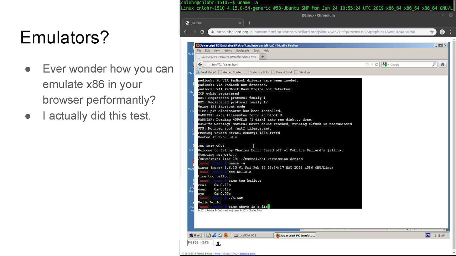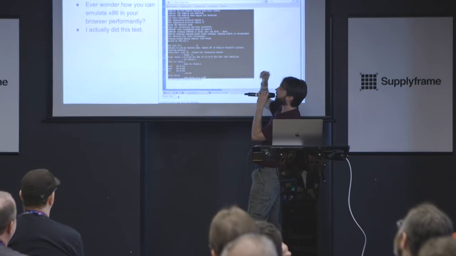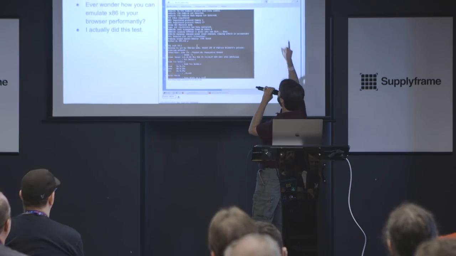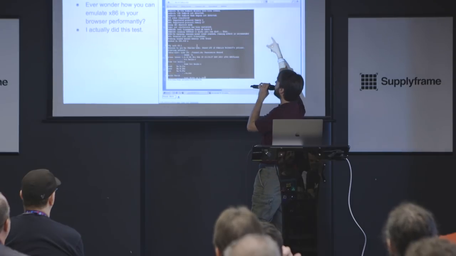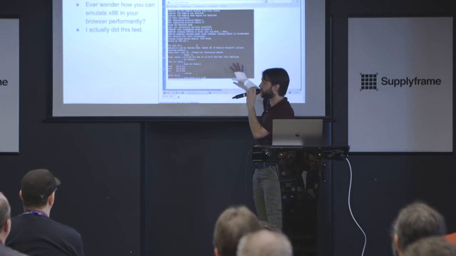This is, by the way, an x86, a 586, emulated in Firefox, running on Windows 2000, which is being emulated on a 686 in Chrome, running on my Ubuntu or Linux Mint. That's what I was using as the desktop. And this was relatively performant. It only took 2 minutes to boot.